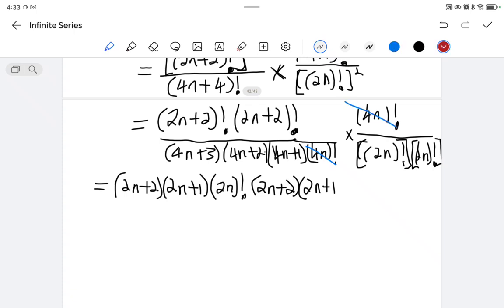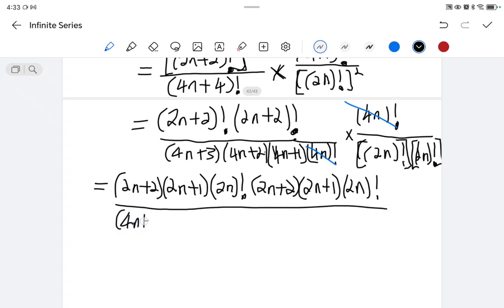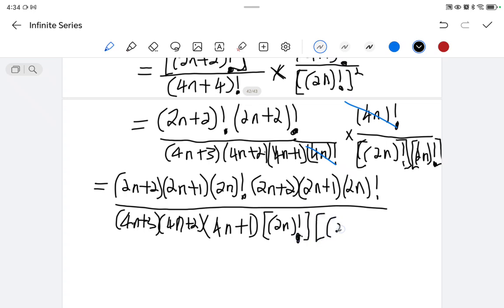2n plus 1, then 2n factorial all over, then I combine this down here also, 4n plus 3, 4n plus 2, 4n plus 1. Then I combine the ones down here, 2n factorial times 2n factorial. Then this also would cancel.